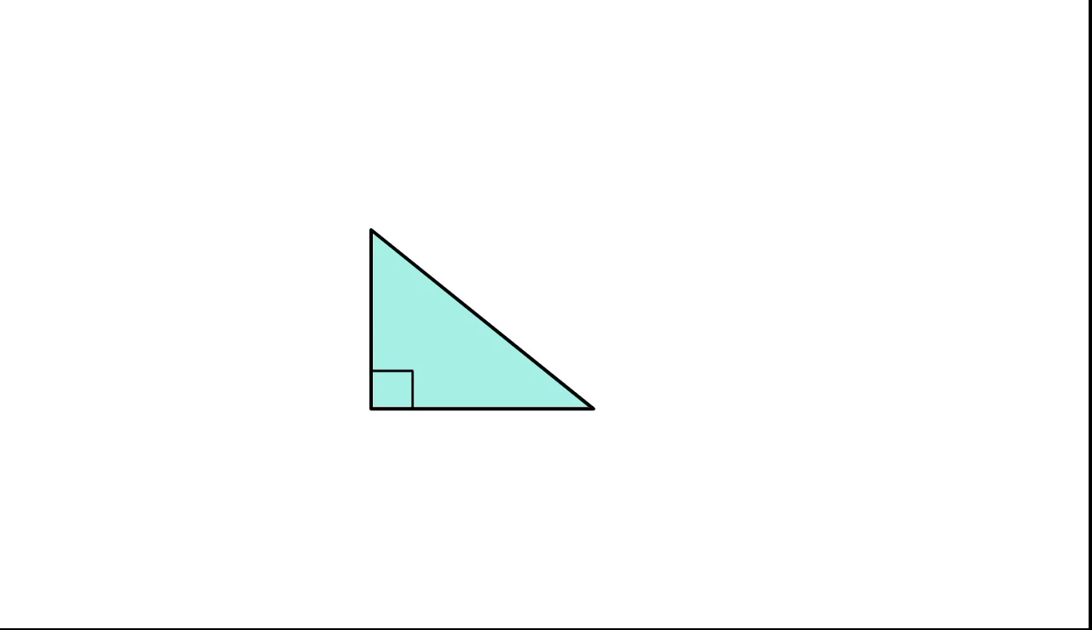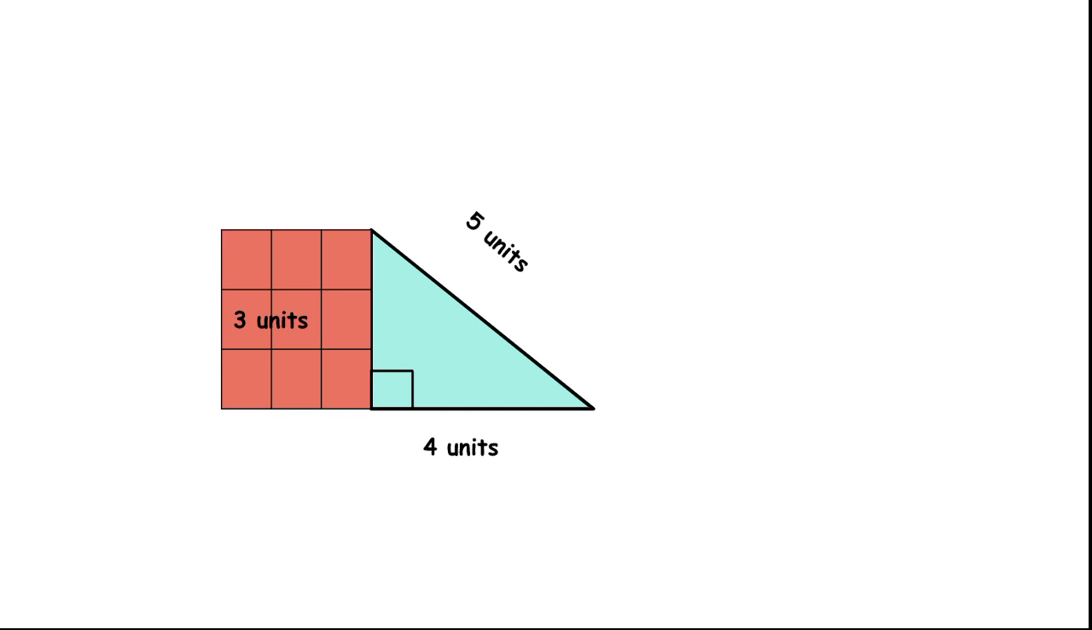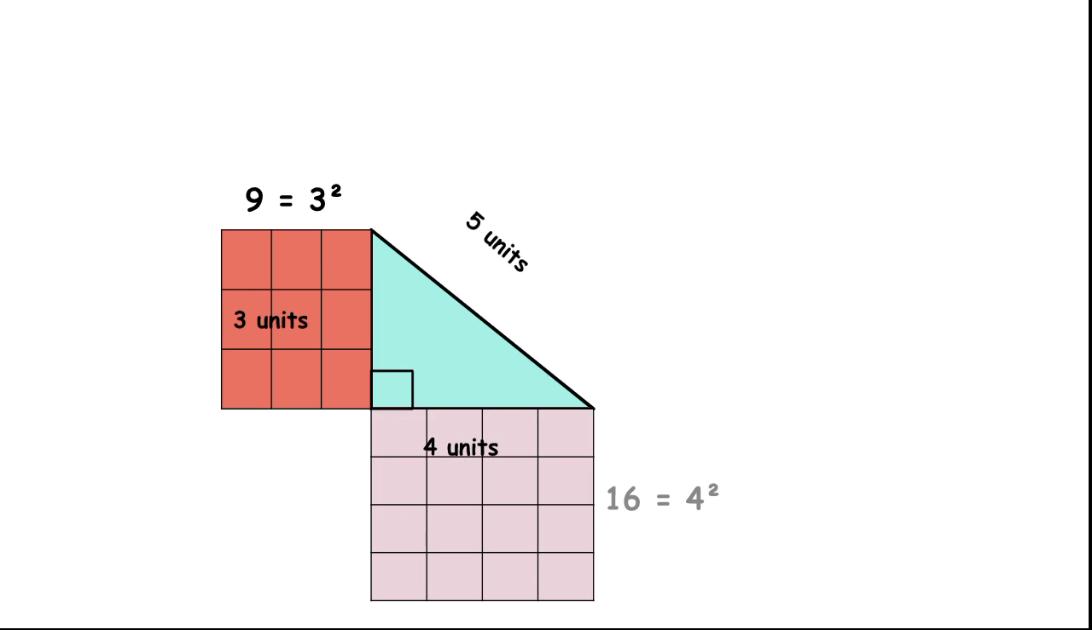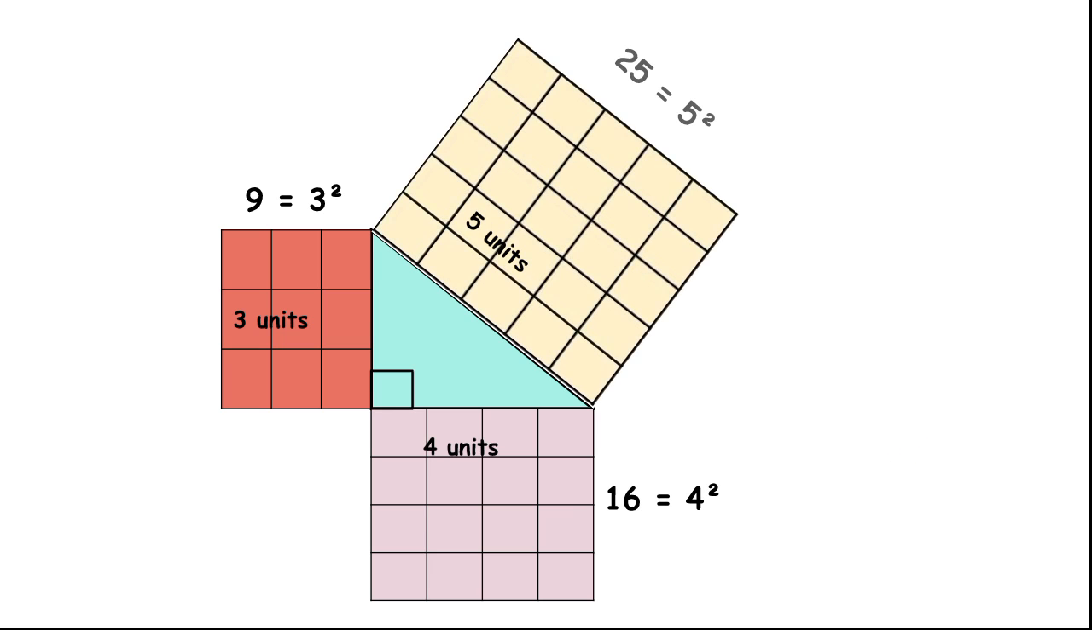Let us see one example here. This is a right angle triangle with the sides as 3 units, 4 units and 5 units. Always hypotenuse is the longest side. So 5 units is the hypotenuse. Let us construct squares on all these three sides. So as it is 3 units, the square of 3 is equal to 9. And here it is 16 which is equal to 4 square. And next on the hypotenuse, if you construct a square, we get 25 which is equal to 5 square.